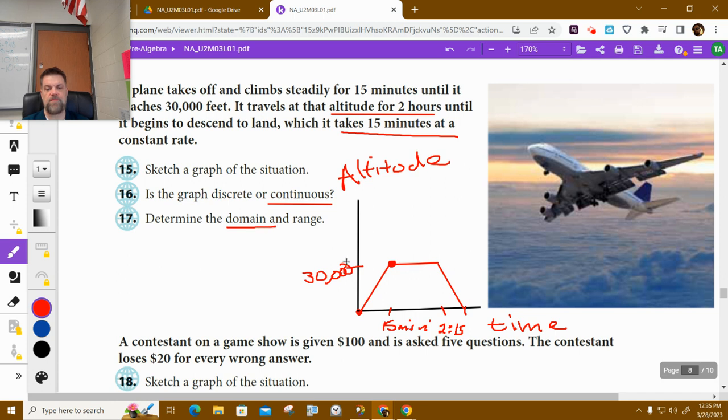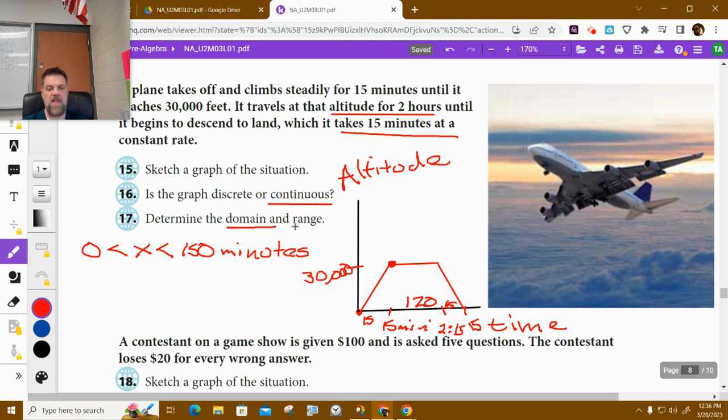What's the domain? Well, the domain is the x value. So I've got 15 minutes here, I've got another 15 minutes here, and then 2 hours. So the domain is from 0 to, how many minutes are there in 2.5 hours? 120 plus 30, so I would say 150 minutes. Okay? Because you got 15 minutes here, this is 120 minutes, and then from here to here is 15 minutes.